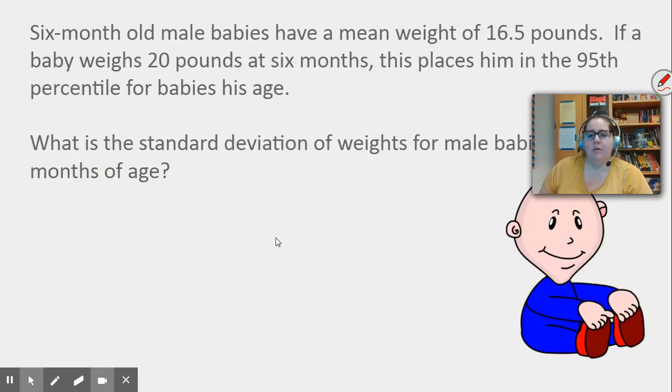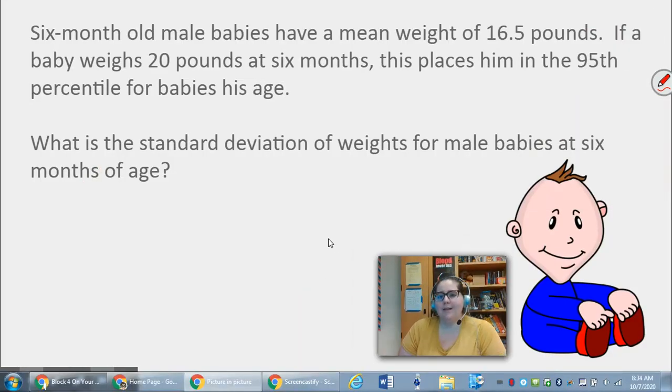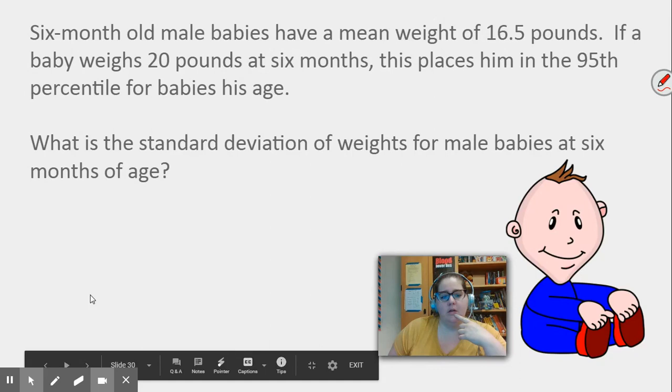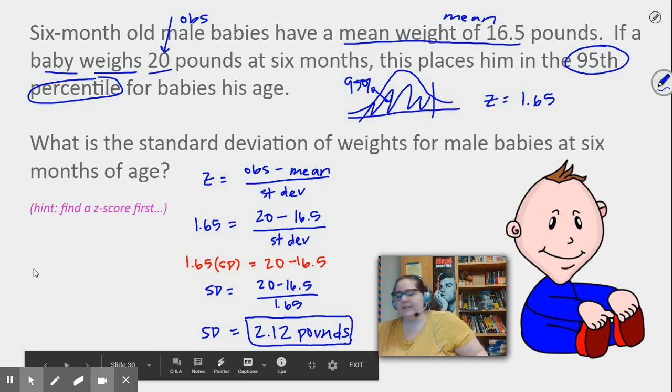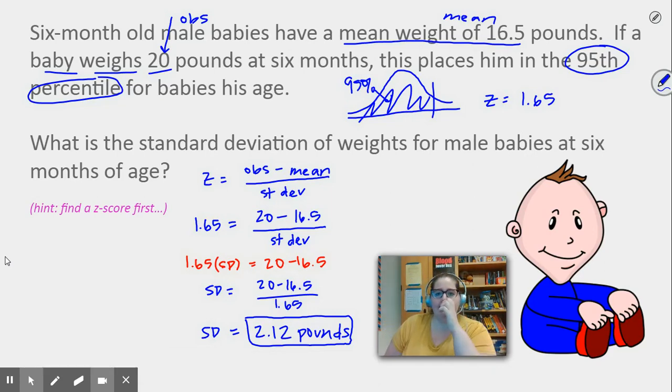One last example. Again, I would suggest pausing the video, reading through it, and trying to figure out what to do. And then in about 5 seconds, I'm going to put up the answer. All right, so here is our answer. As you can see, we had to start off finding a z-score by using the idea of percentiles, just like we did on the last example. But on this one, we knew the observed weight was 20. We know the mean weight is 16.5, and what we're solving for is the standard deviation. So it's a little bit different, but it's a similar process as on that last example.